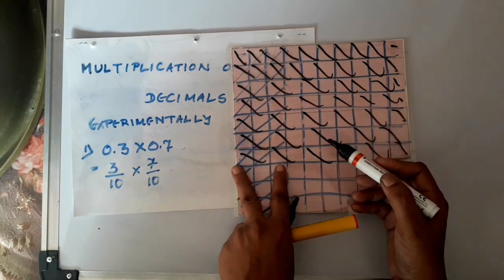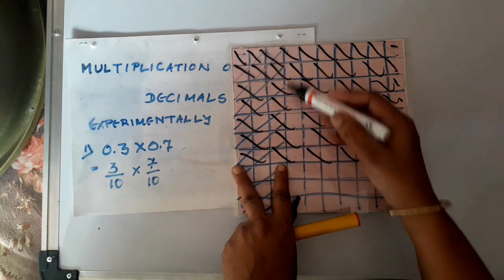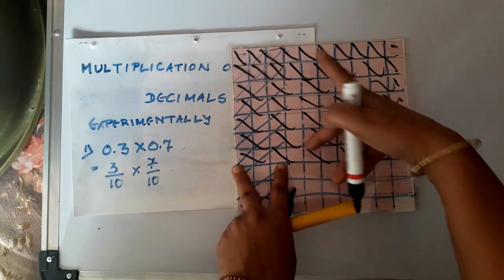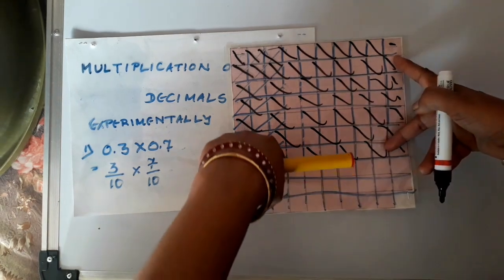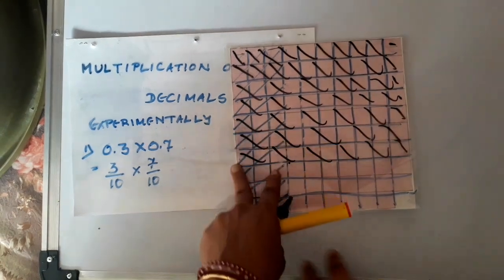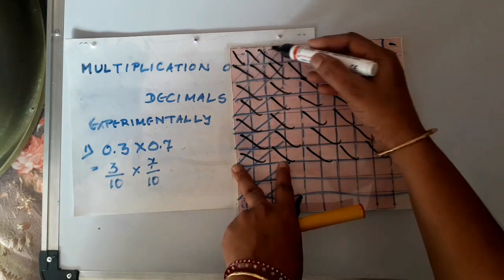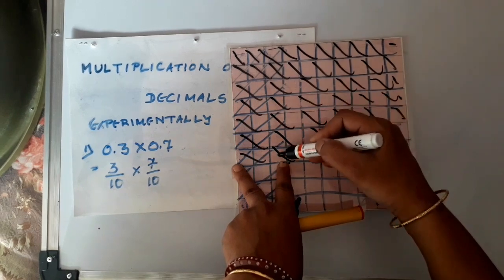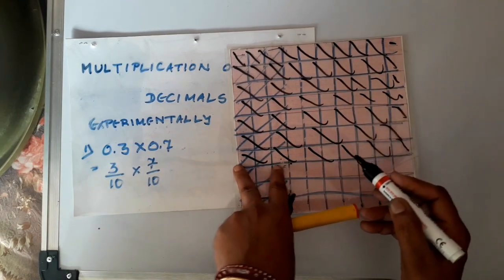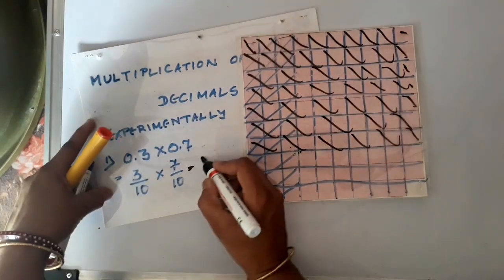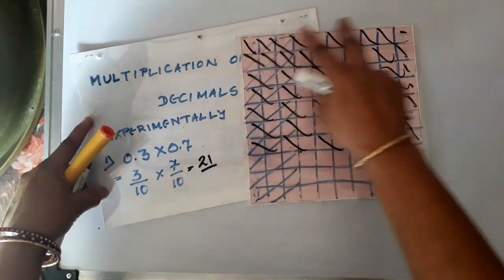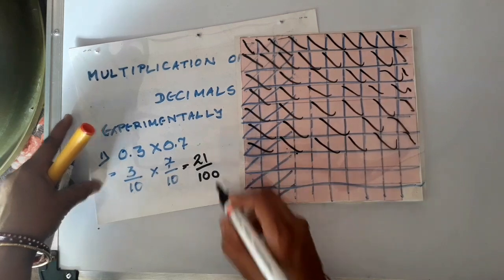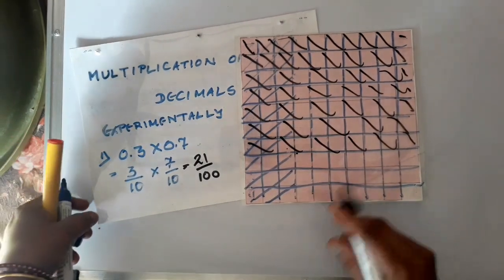Here you can observe that these squares have both the colors, blue and black. The others will have either the black only or the blue only. So here you can see that this 3 and 7, 21 squares have both the colors. So this is 21 and the total number of squares are 100. So this represents 21 upon 100.